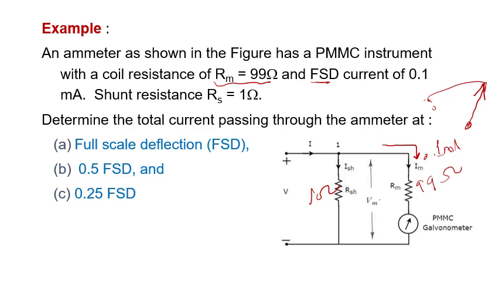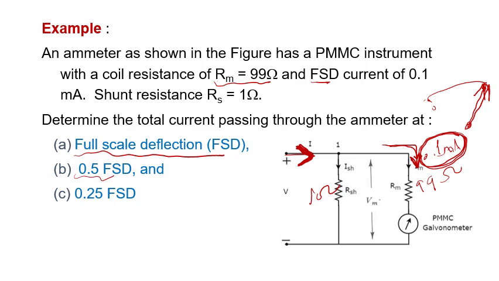He asked us to calculate the current passing through the ammeter, meaning this current. This is the current entering the ammeter. At what time? At full scale deflection. That means when this is pointing full scale. He's not asking for this current. This is the full scale current for the PMMC. When this current comes here, the full scale deflection goes to the PMMC. What is the full scale deflection of the ammeter? The maximum current entering the ammeter. So how to calculate it? We will see in the next slide.